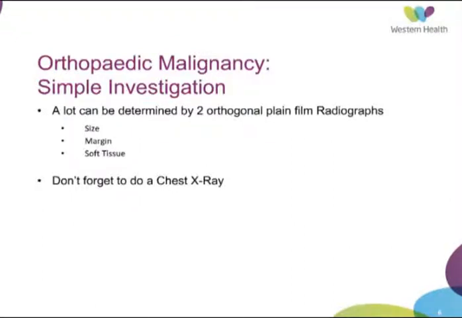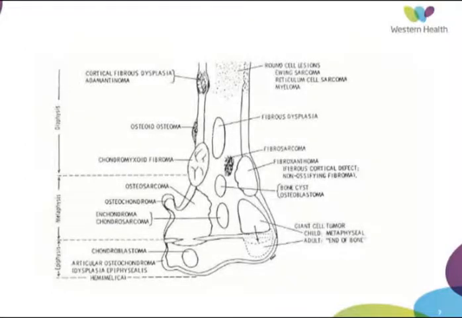Also, when you're suspicious of malignancy, you have to get a chest X-ray, because you've got to always be very concerned about pulmonary metastases, especially in orthopedic malignancy.